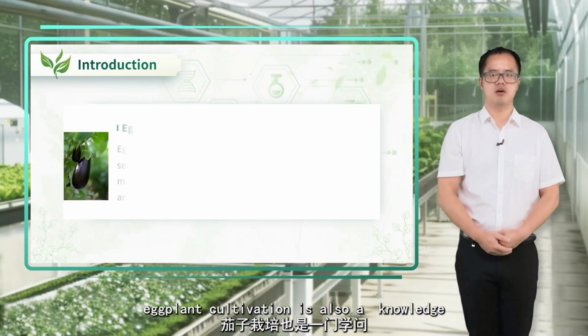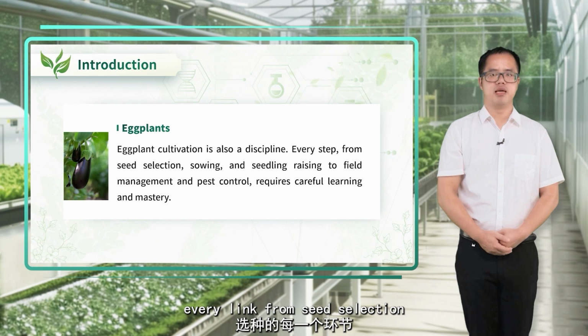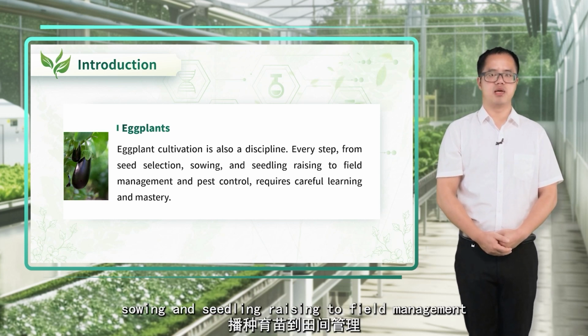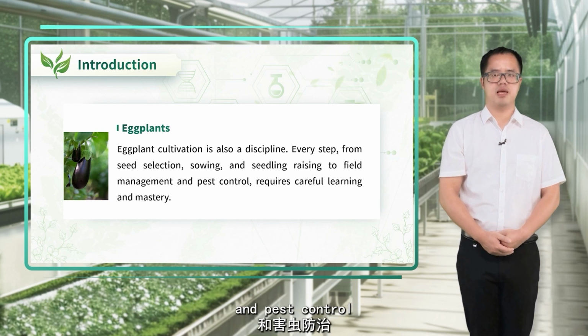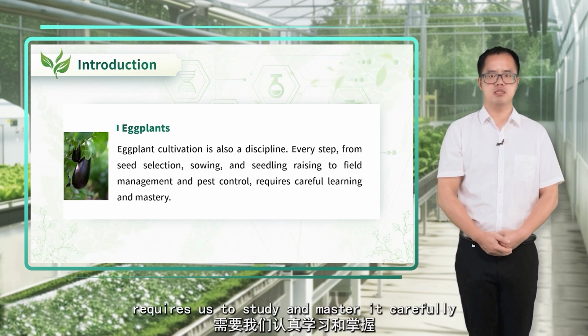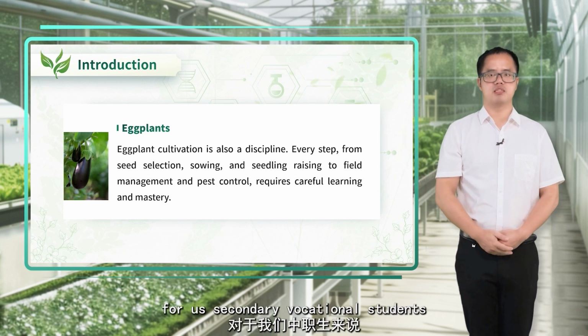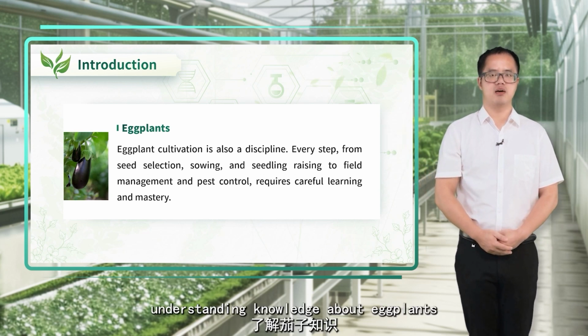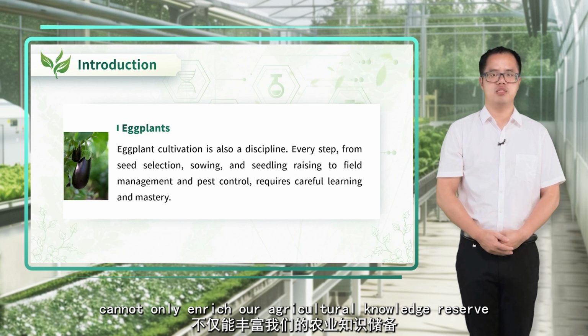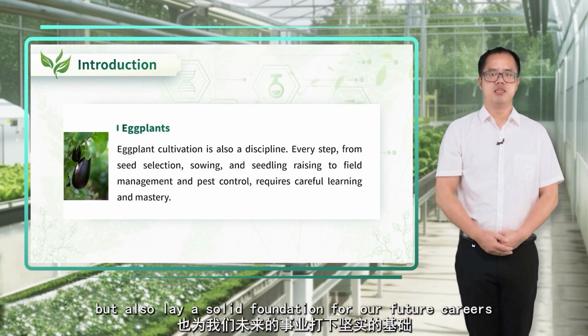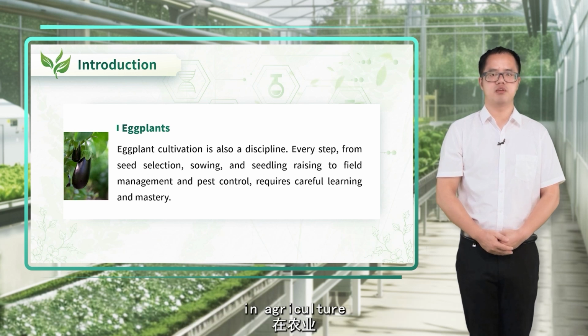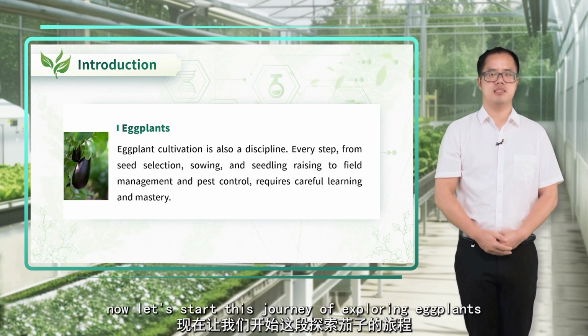Eggplant cultivation is also a knowledge. Every link, from seed selection, sowing, and seedling raising to field management and pest control, requires us to study and master it carefully. For us secondary vocational students, understanding knowledge about eggplants can not only enrich our agricultural knowledge reserve, but also lay a solid foundation for our future careers in agriculture. Now, let's start this journey of exploring eggplants.